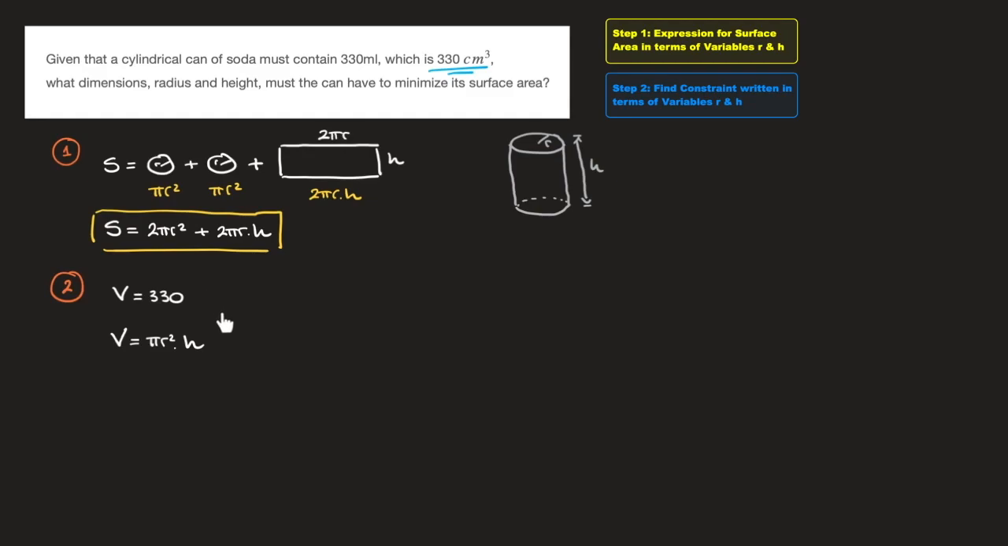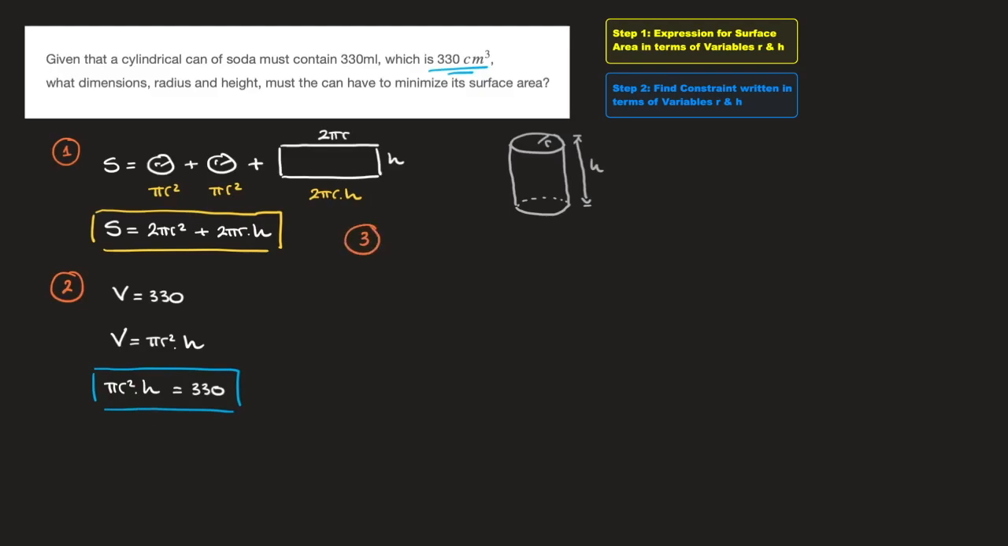And combining these two results, we quickly find that the constraint is the fact that pi r squared times h must equal 330. And that's our second step done. We now have an expression for the constraint written in terms of the variables r and h. So we move on to step 3.